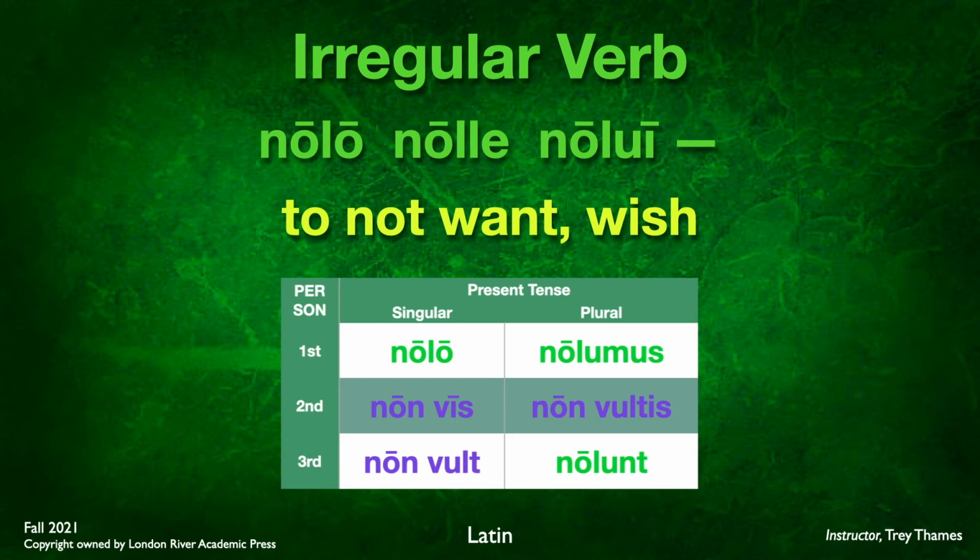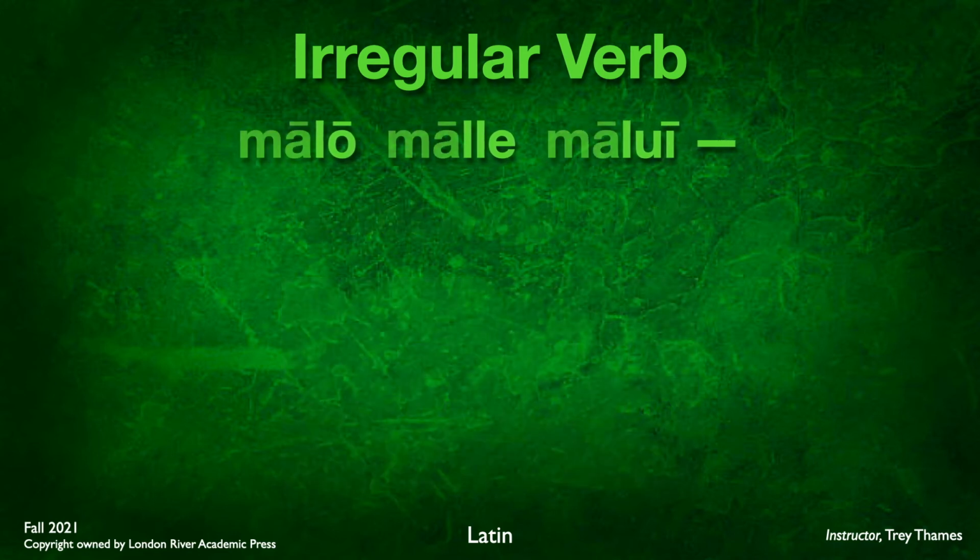Now let's look at the next irregular verb, mālō, malle, māluī. Again, no fourth principal part, so no passive. This is actually a contraction of volo plus the adjective magis, which means more. And when you add those together, it means I want more. And it ultimately can mean I want more or I prefer, which is often the translation.